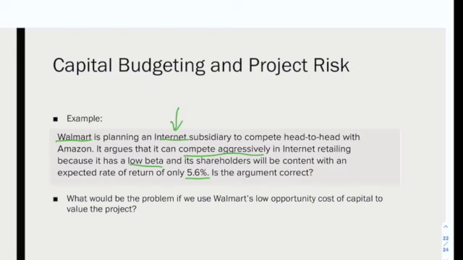No, of course not, because we know that if you are going into the internet industry, internet retail, you are facing very similar risk to Amazon. Then your low beta no longer applies to the new project. You should be using a beta that is very similar to the Amazon beta. And that's going to push up your cost of capital to way higher than 5.6%, and that's going to give you a lower present value of your future equity cash flows. If we had used this 5.6%, we would have overvalued the project.